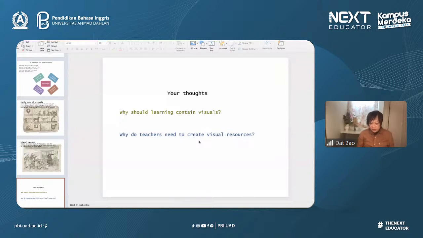Why do we teachers need to create visual resources? And I like to emphasize the word create. We make it by ourselves instead of getting pictures from the internet. And not just teachers, but sometimes I know teachers who ask students to bring pictures into the classroom for sharing and learning. Sometimes photographs of their family, just to talk about family relationships, activities, hobbies.